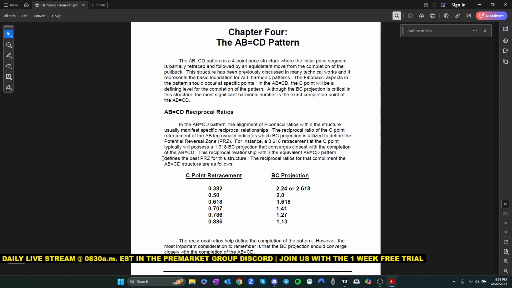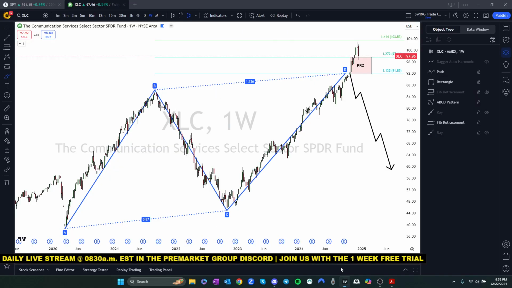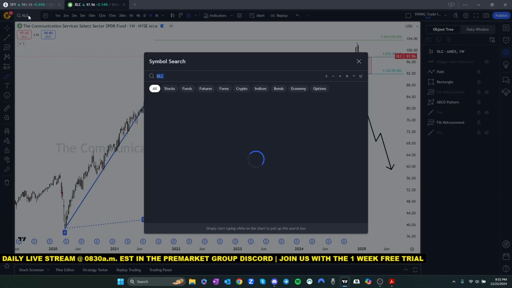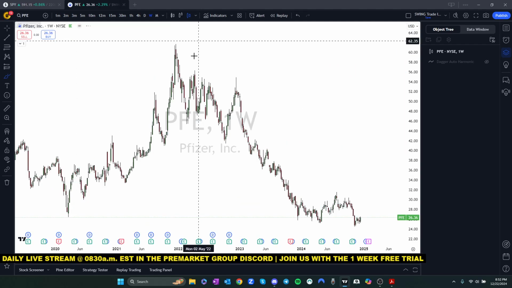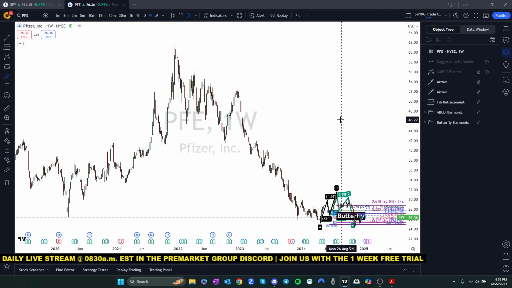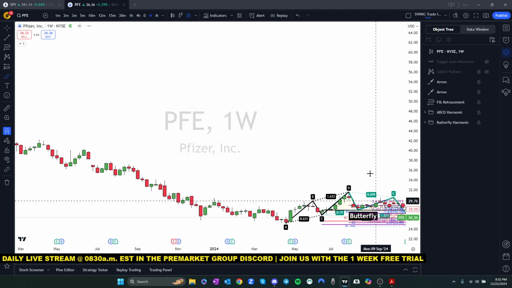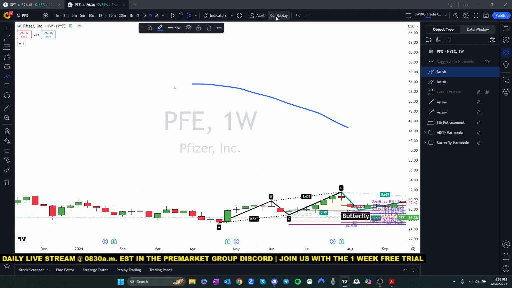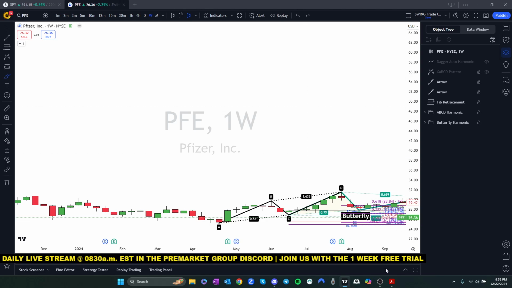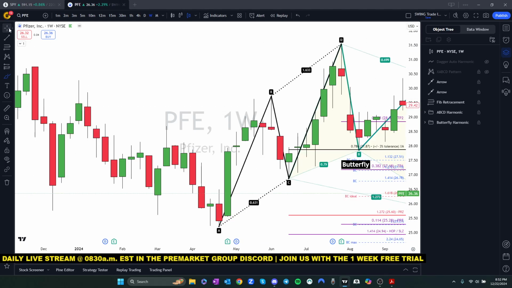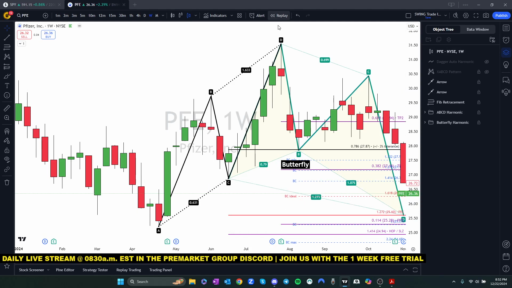So it's defining the best potential reversal zone for the structure. And then it lists what these reciprocal ratios are as follows. So in my example for Pfizer, the very first thing that happened before this butterfly pattern occurred, excuse me one second, was this AB equals CD pattern.